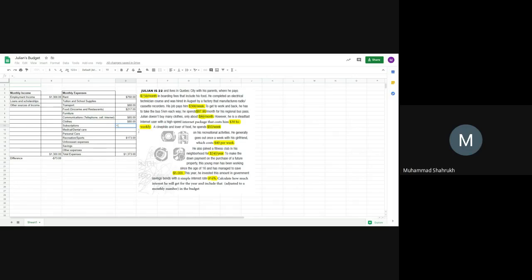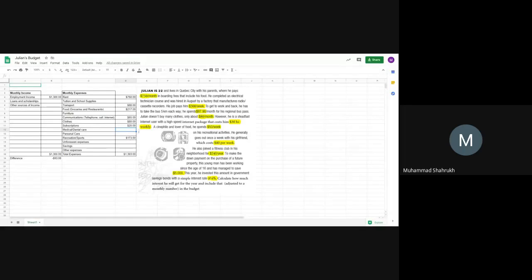Divide 52. No. How many months in a year? 12 months in the year. Correct. So what am I going to do with the 240 then? Divide 12. Good. So that's what I'm going to do. 240 divided by 12. So it works out about $20 per month for his gym membership.